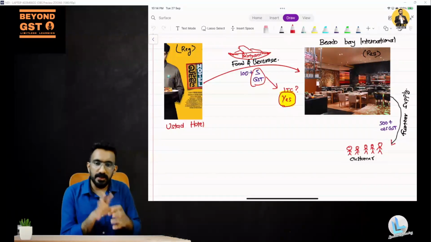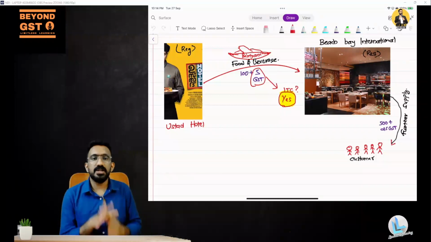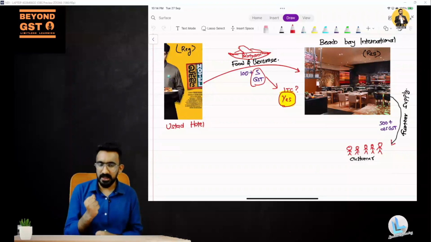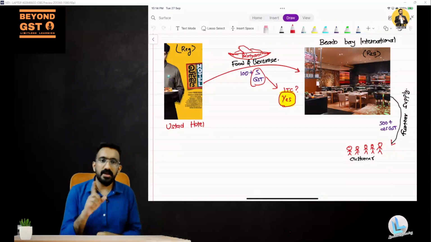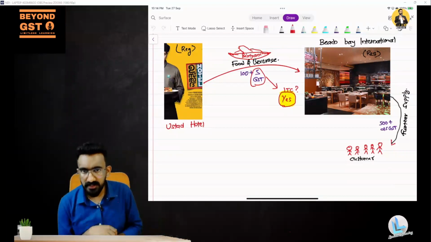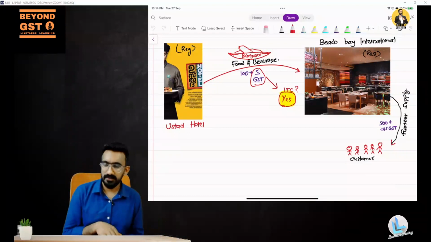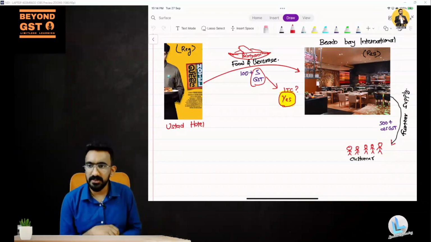I want you to give me an understanding of how the GST mechanism would work here. Now, what is the inward supply of Beach Bay International here? They are making inward supply of biryani to make outward supply of biryani. Can Beach Bay International take the credit on the 5 rupees GST paid on purchase of biryani from Ustad Hotel? Because they are taking inward supply of food and beverage. Can Beach Bay International take the credit?